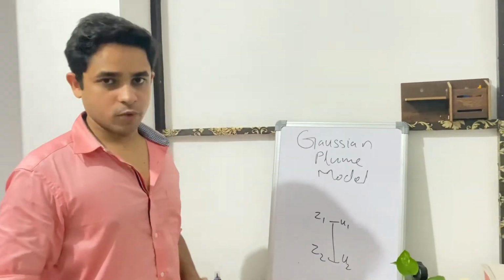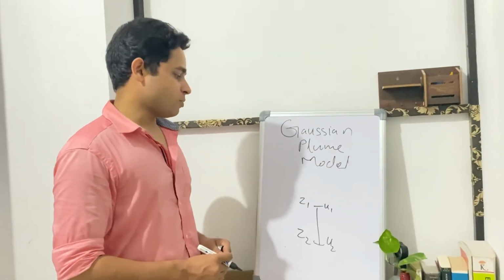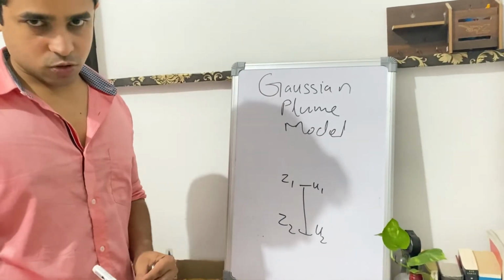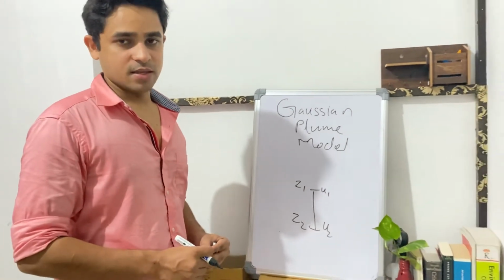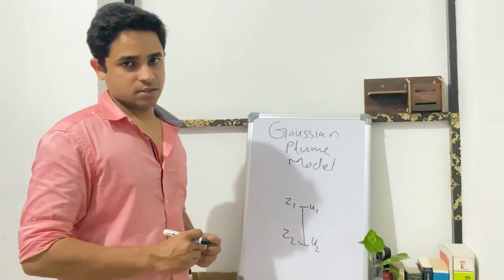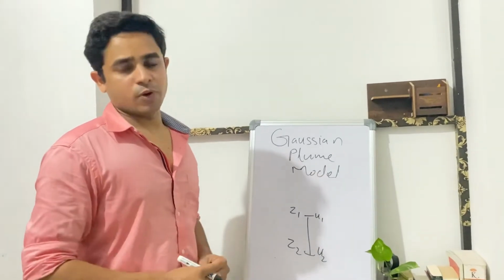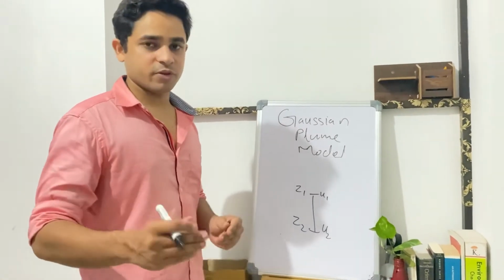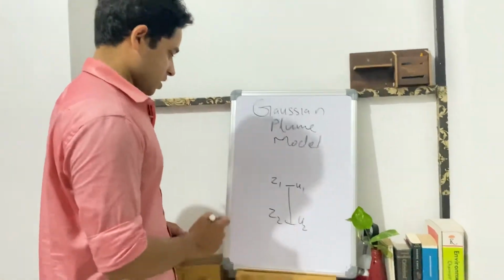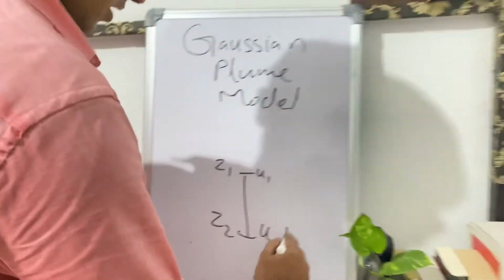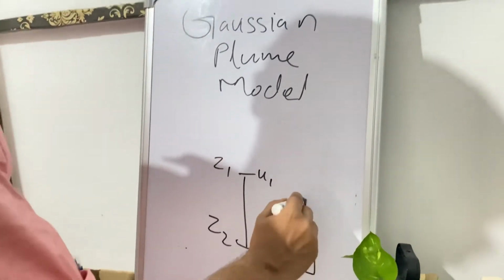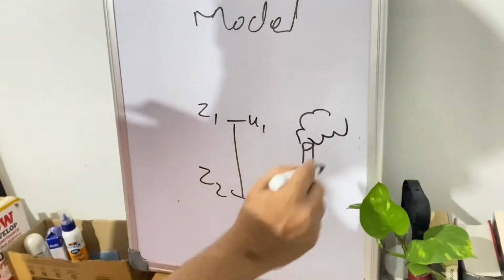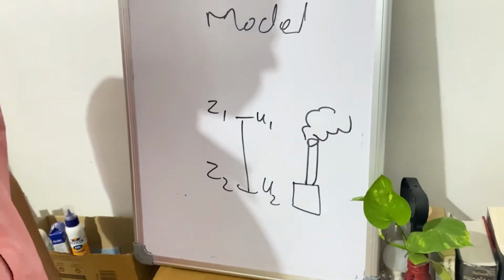We will start with Gaussian plume model. The Gaussian plume model is usually used to determine the plume height of a factory. What is a plume, or what is the relationship of the Gaussian plume model with the factory or industry? Consider this as a factory, okay, and this is called the chimney, and this is called the plume.